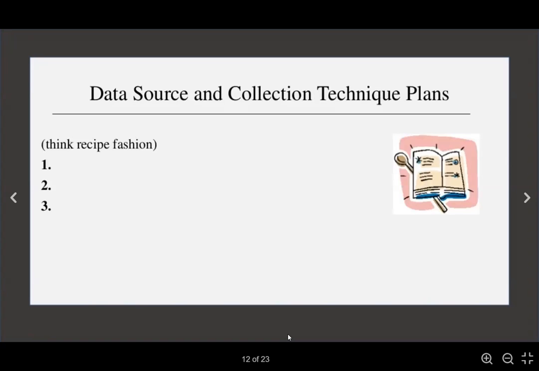Next, you will talk about your data sources and then your collection plans. So here's where you want to get very simple. You want to hold the reader's hand, hold the reviewer's hand, and really walk them through from the moment you get your IRB approval all the way through to when your data is ready to be analyzed. So what is the first step in your data collection procedure?